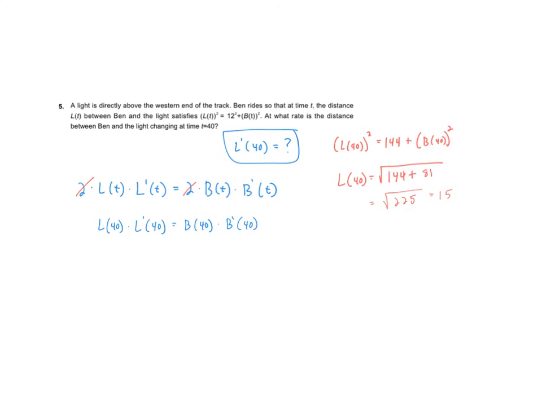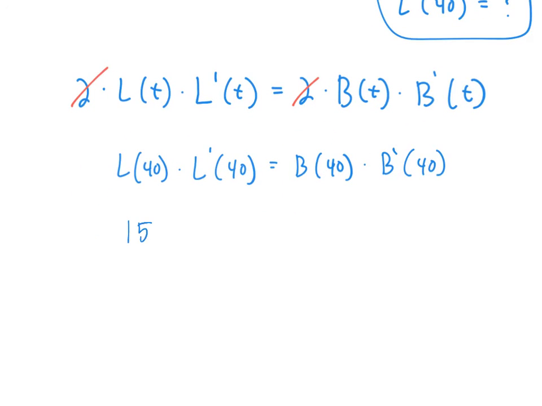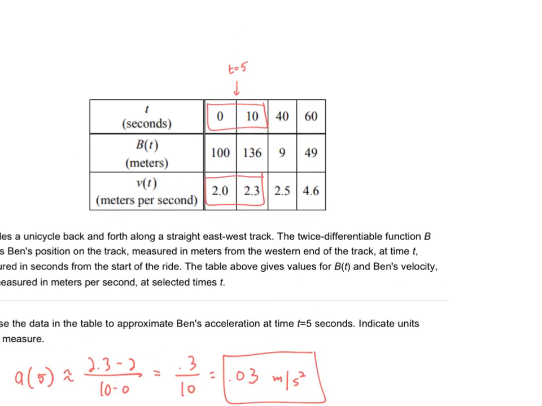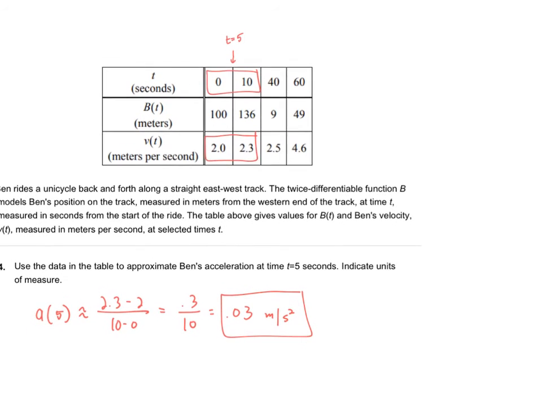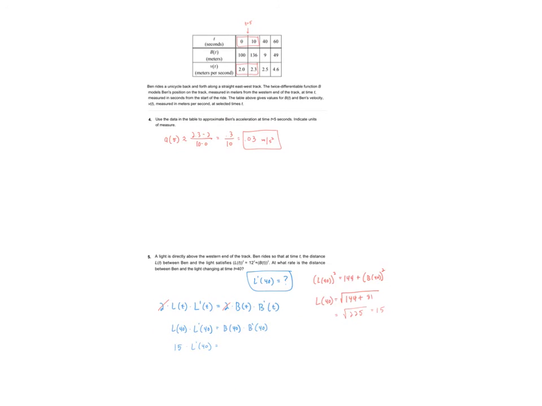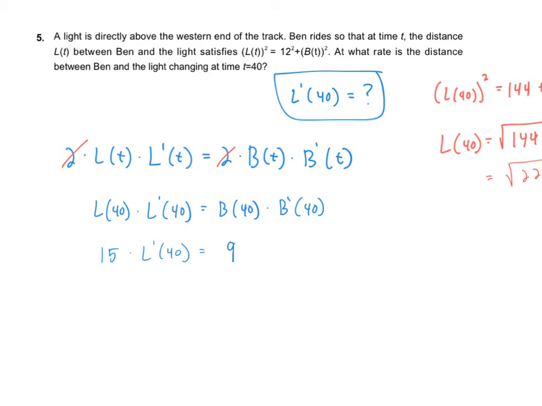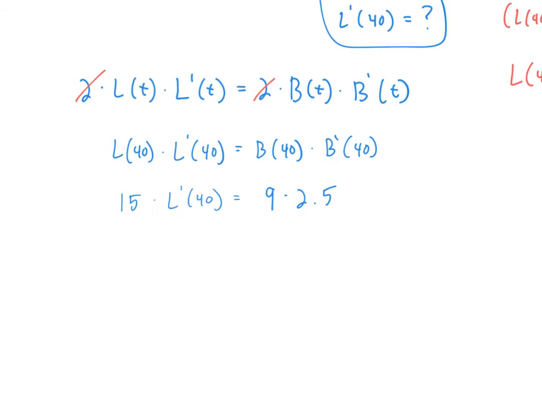Okay, so now go back to here. We found L of 40, that's 15. Then B of 40 and B prime of 40. So B of 40 is 9, B prime of 40 is 2.5. So 9 times 2.5. And then now just divide both sides by 15. And that's the answer. Keep in mind you could just leave it like that. You've solved for L prime of 40 like they asked.